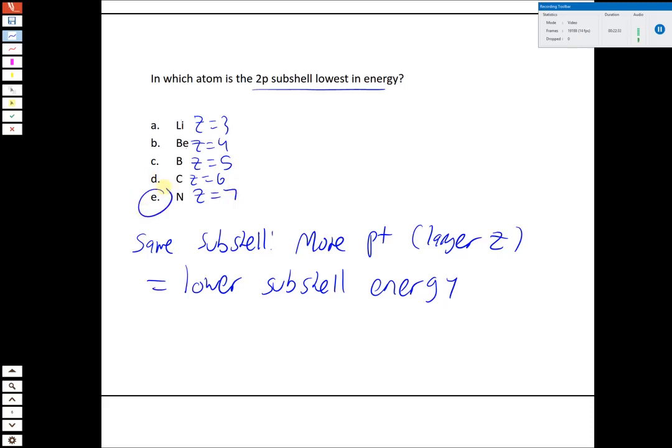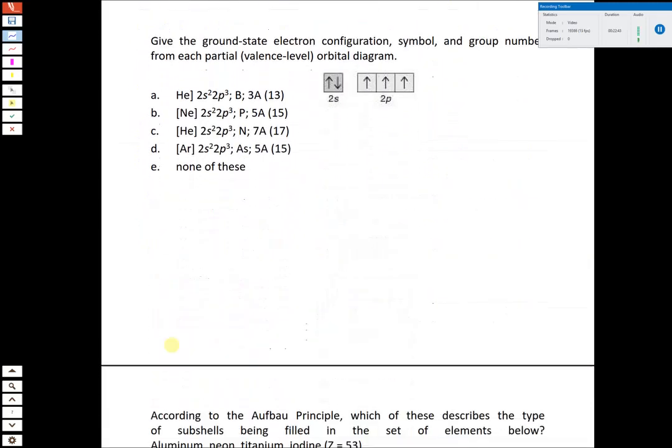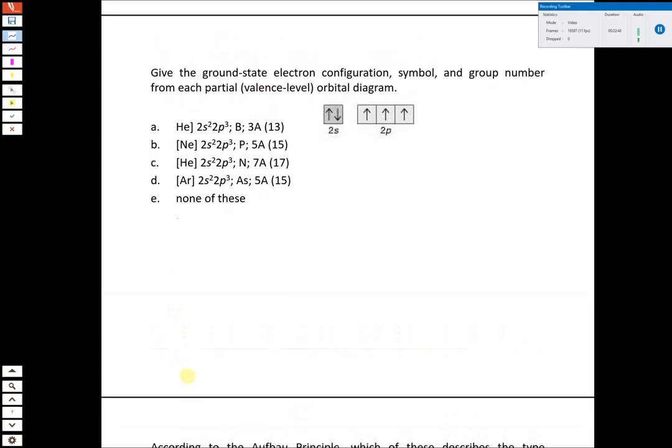This was the question we did worse on. I think we probably thought about it a little bit too hard. We're just comparing the energy of an orbital or a subshell, which is dependent on the number of protons in the nucleus primarily. All right, the next couple will deal with ground state electron configurations.